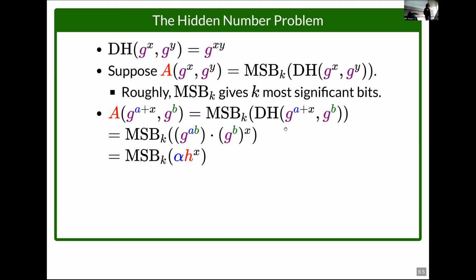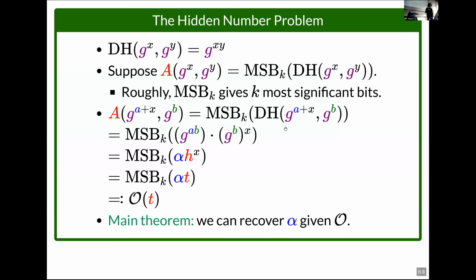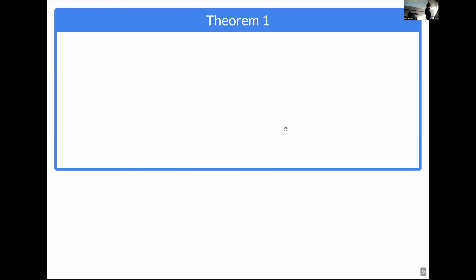So we have this alpha H to the X. And H to the X, again, that's just some element of our group. So we can think of this as just an alpha T. So this is the abstraction from this Diffie-Hellman problem to this abstract hidden number problem. This is actually going to be our oracle. We suppose that we have this oracle which gives you some information about alpha times T. And the point is that we can recover alpha given this oracle with high probability.